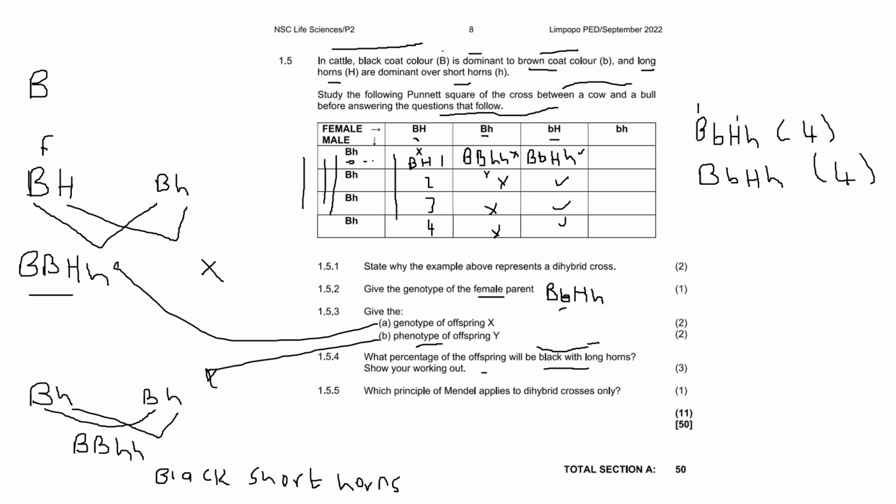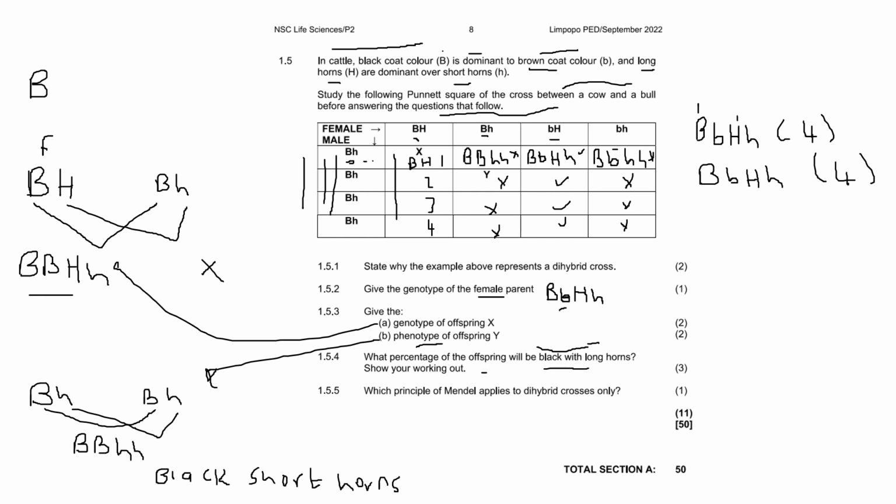Then lastly, we're going to have this one's big B and small b there. And then they come back with small h and small h. So these ones will be black with short horns. So all 4 of them are going to be black and short horns. And in our question, we only want the ones who will be black and long horns.